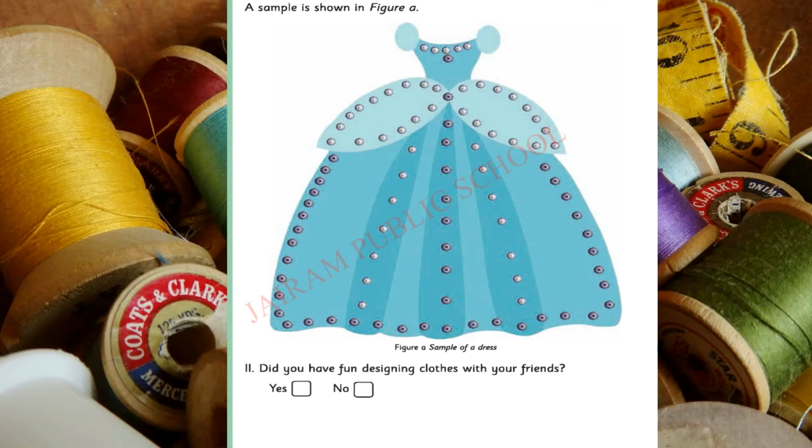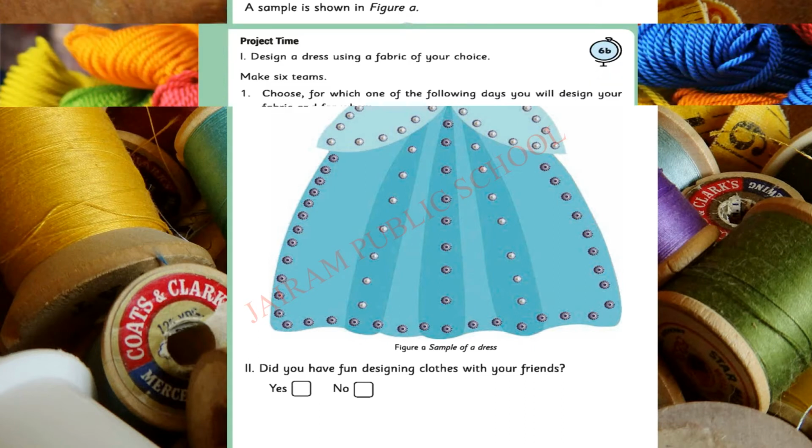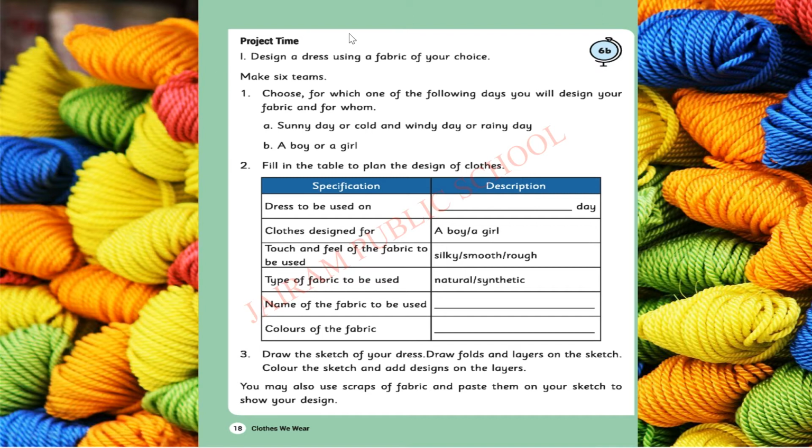First of all, you can draw with your own innovative idea and trace the color. This is a sample of your dress. After you complete this drawing, you can fill in the table: dress to be used on a sunny day or windy day, like that. Then cloth design for a boy or girl. And if you touch the cloth, how will you feel?